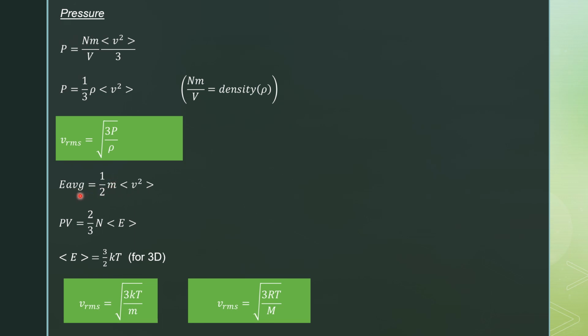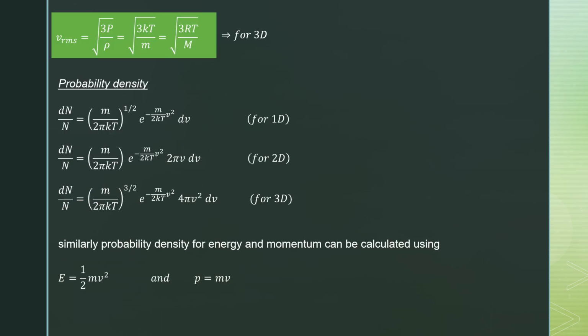And then E average, that is the average value of energy, can be written as half m v square. Here this is the kinetic energy, and from here we can write that PV is equal to 2 by 3 E average. Also we know that for the 3D case, E average can be written as 3 by 2 kT. By equating these equations, we can write that the Vrms value will be root over 3kT by m and also root over 3RT by m.